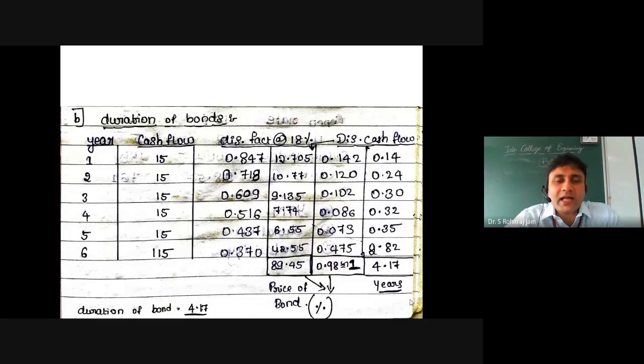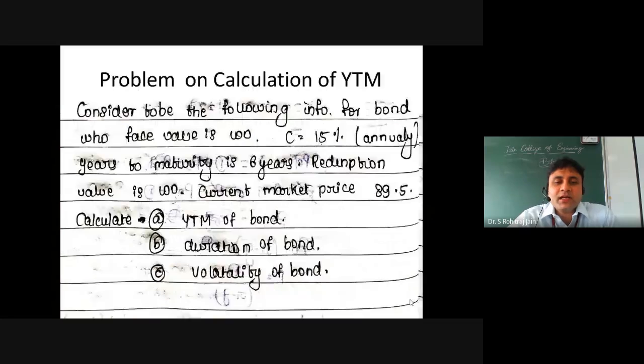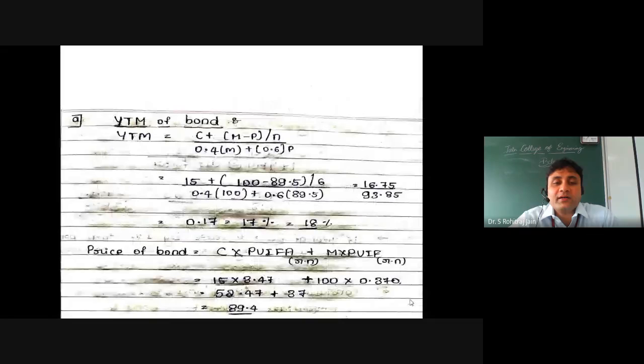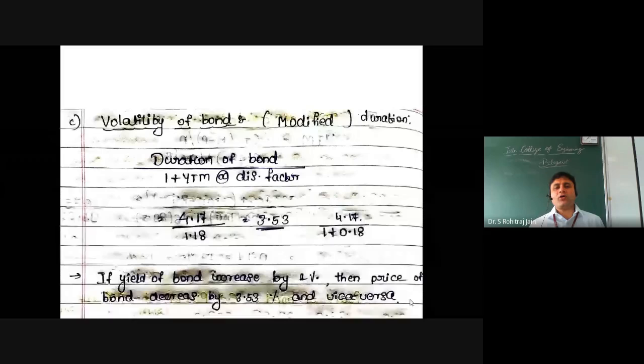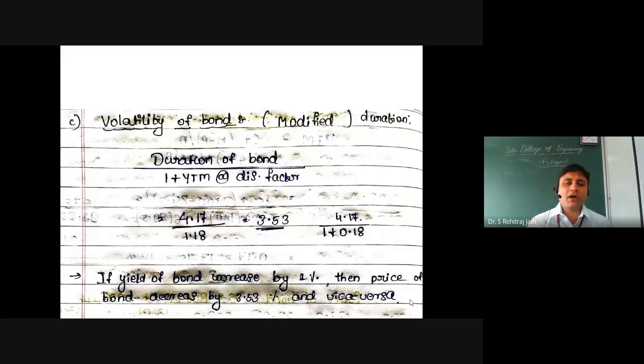So the last component they have asked in the question, students, we need to calculate the volatility of the bond. Okay, in the A part we have calculated the YTM of the bond, in the B part we have calculated the duration of the bond, and in the C part the volatility of the bond, also called the modified duration of the bond. So how do we calculate that? It is very simple. See the formula over there: duration of the bond divided by 1 plus YTM at the discounting factor. I'm repeating once again. How do we calculate the volatility or modified duration of the bond? It is equal to the duration of the bond divided by 1 plus YTM at the rate of the discounting factor.